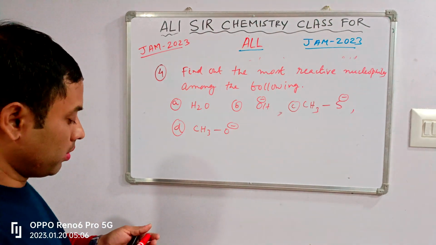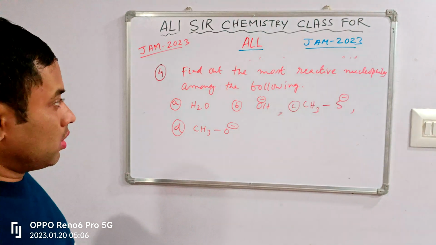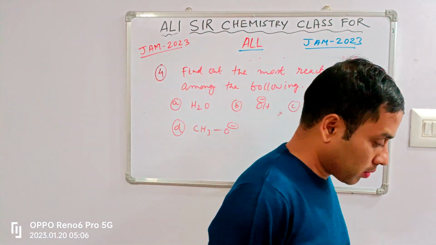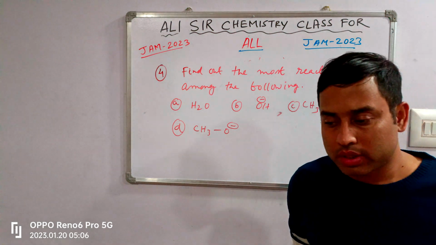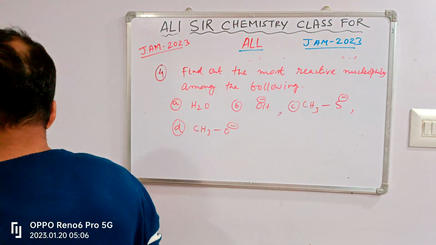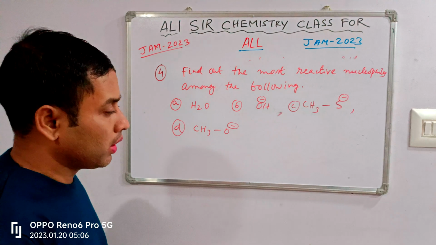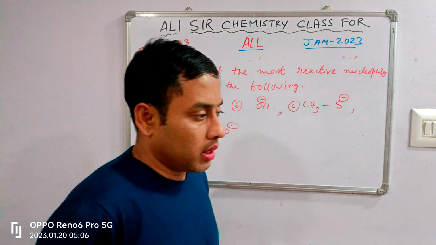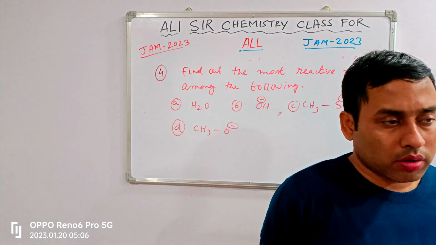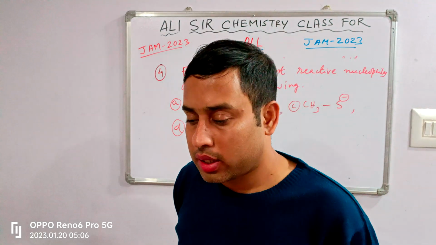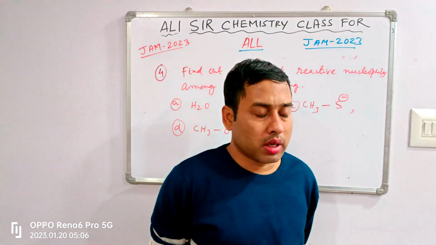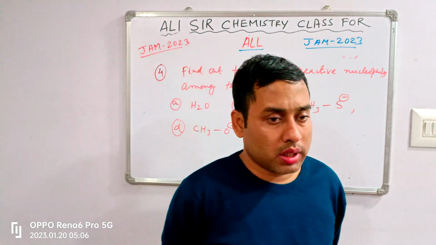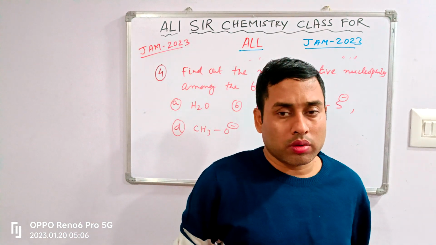So the question comes from nucleophiles. Find out the most reactive nucleophile among the following. Reactivity of a nucleophile refers to a property that is also called the nucleophilicity of the nucleophile. First we have to be clear about what a nucleophile is. Nucleophiles are those compounds which have the tendency to donate electron pairs. To be a nucleophile, it must contain an unshared pair of electrons or excess electrons. Generally, all anions act as nucleophiles, and compounds containing unshared pairs of electrons also act as nucleophiles.